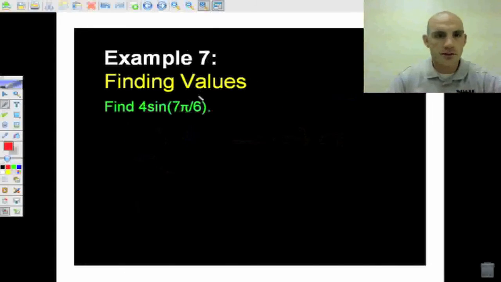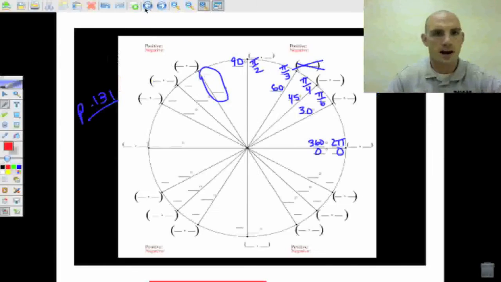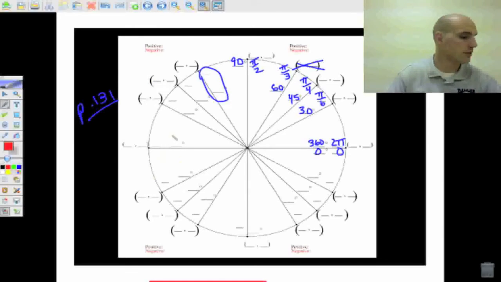All right? So moving right along, let's talk about 7 pi over 6. We have 4 times sine of 7 pi over 6. I just happen to have this drawn into my unit circle because I've done my little bit of homework here. And so when I go to 7 pi over 6, I find that that is here.